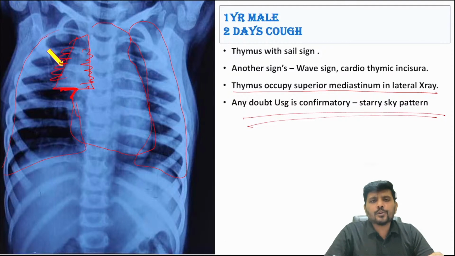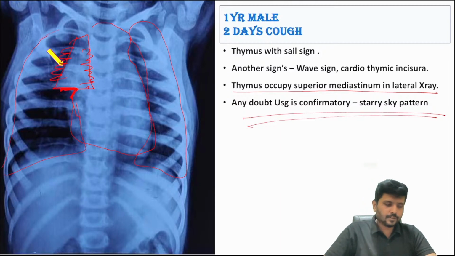It will not produce any structural displacement of your trachea. So trachea will be in a straight line. And when you have doubt, you need to go for an ultrasound chest, and the presence of wavy margin and the presence of starry sky pattern indicates that it is a case of thymus.